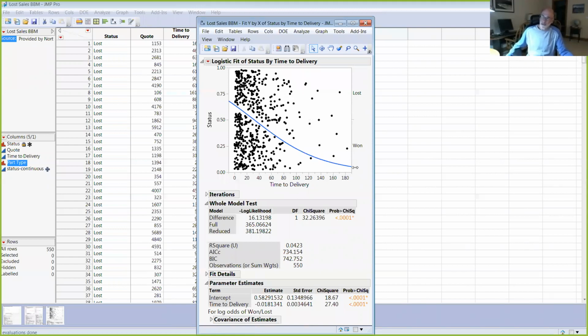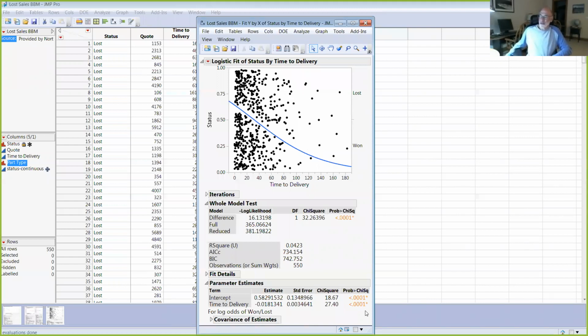This curve will never go below 0 and will never go above 1. It actually is an inverted S shape. It would have a positive S shape if longer time to delivery made it more likely that we would win the order. But this is an inverse relationship.